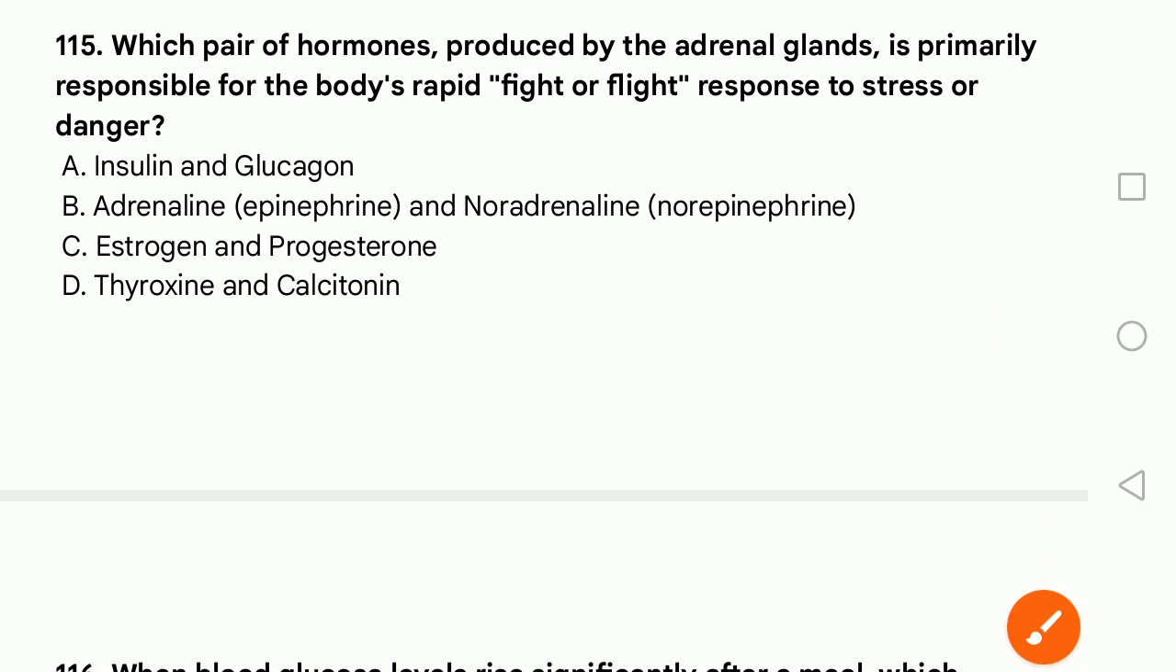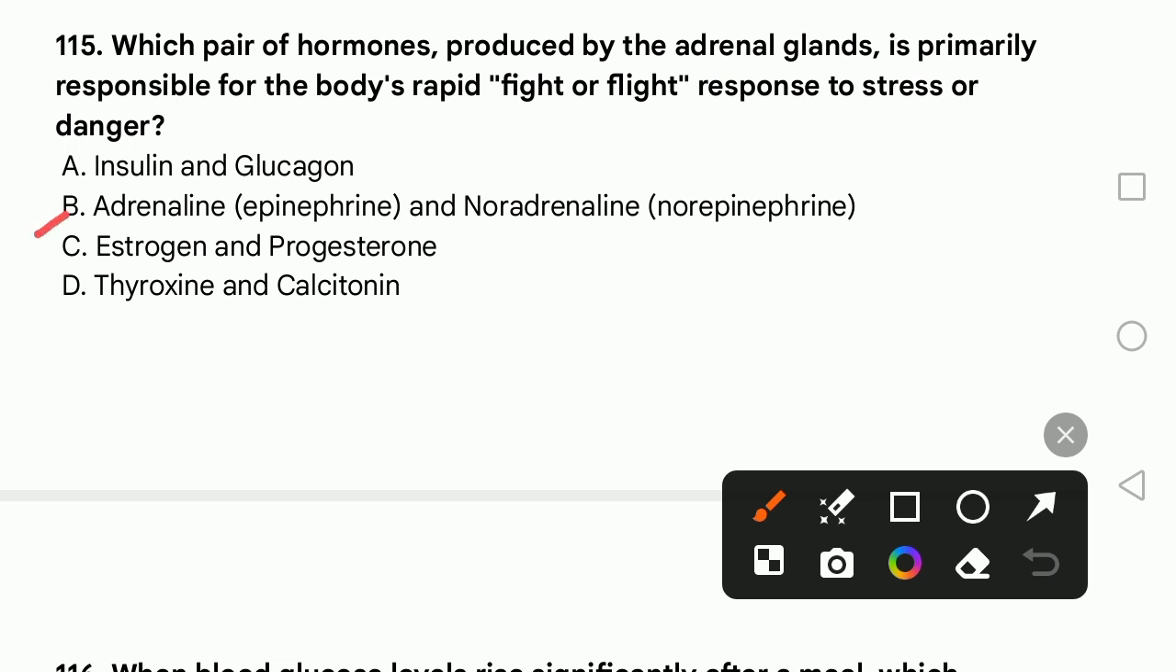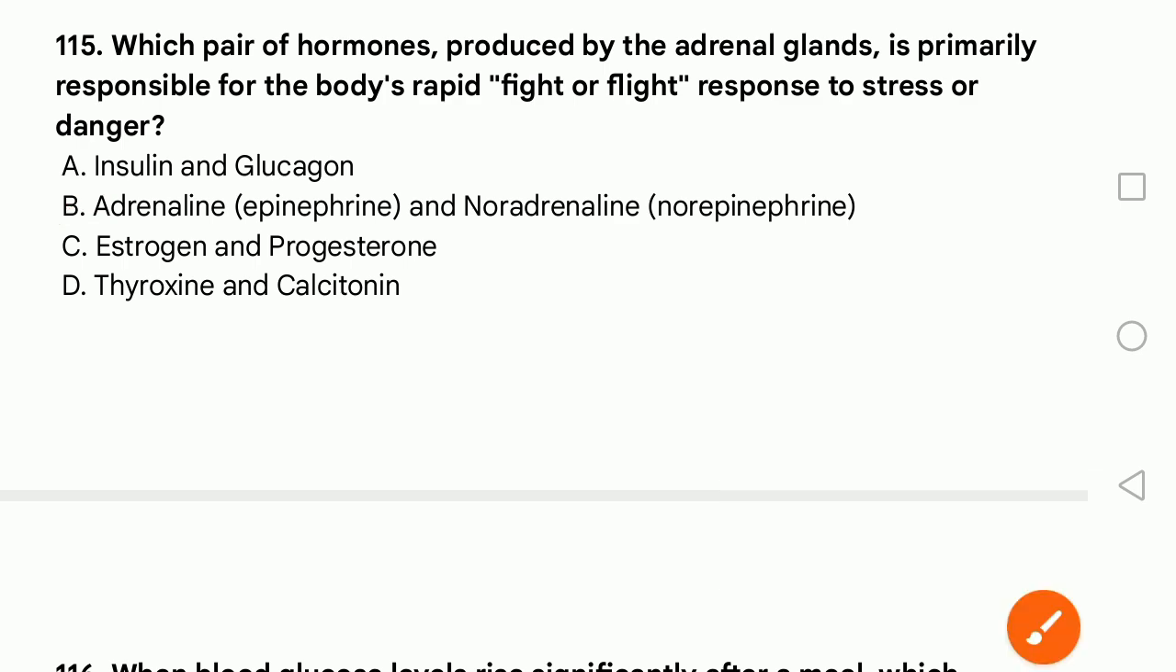Which pair of hormones produced by the adrenal glands is primarily responsible for the body's rapid fight or flight response to stress or danger? Adrenaline and noradrenaline, a pair of hormones.